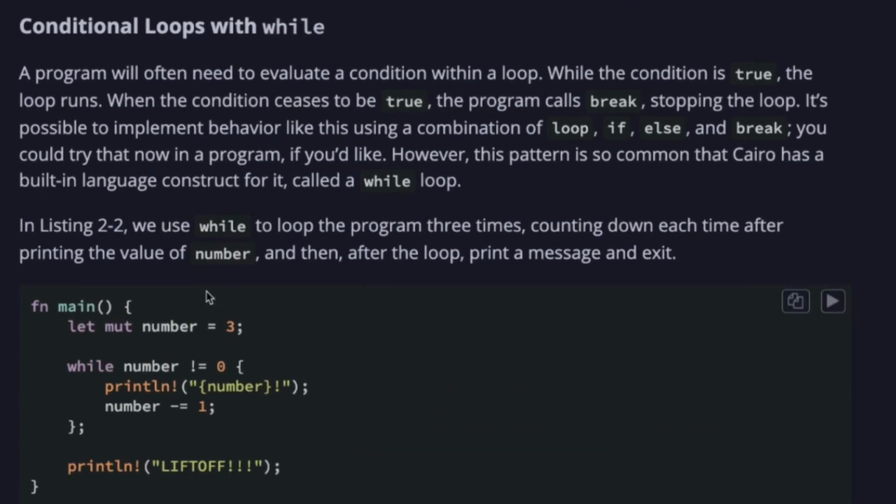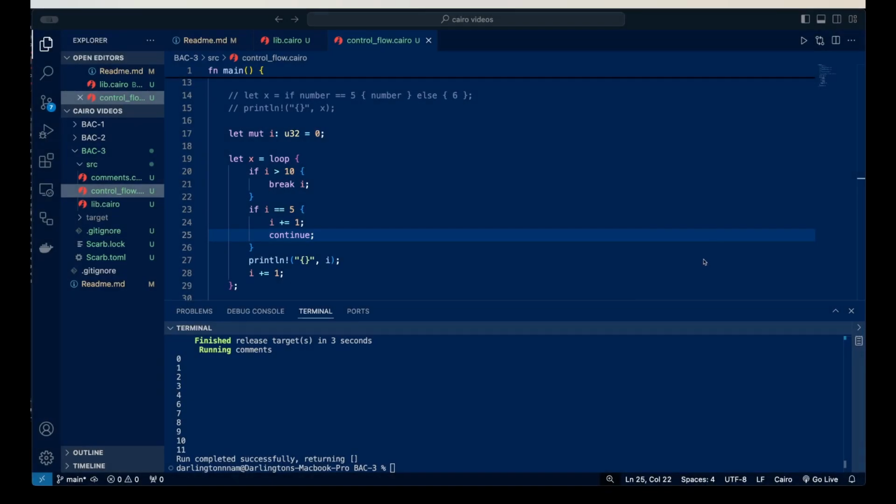So the while statement is really used where you probably want to pass in a particular value that evaluates to a boolean. That's why it's basically called conditional loops. Now let's also demonstrate how that would work in our code editor.